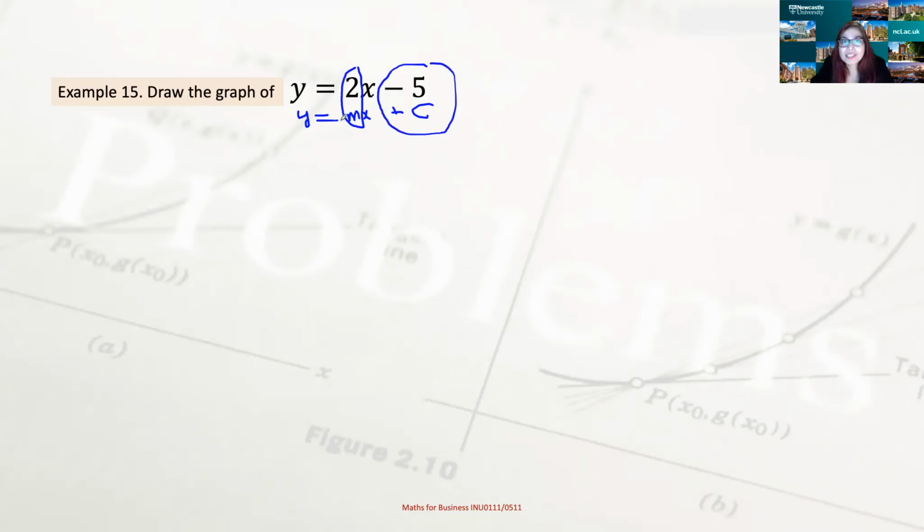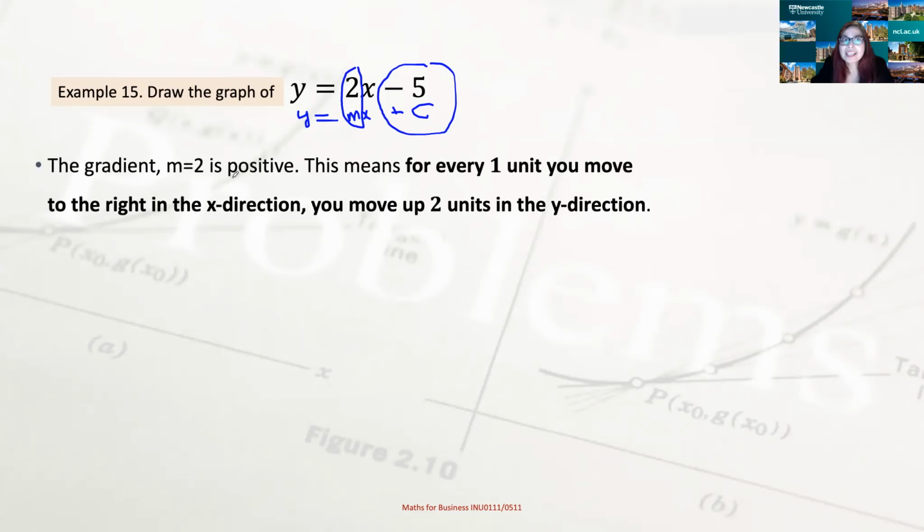So what does it mean by the term m? M is 2. This means that your gradient is positive. So how does the line look? It has to go up, isn't it? The gradient is positive, so as you move towards the right in the x direction, by how many units? 1 unit. It's always 1 unit, okay?